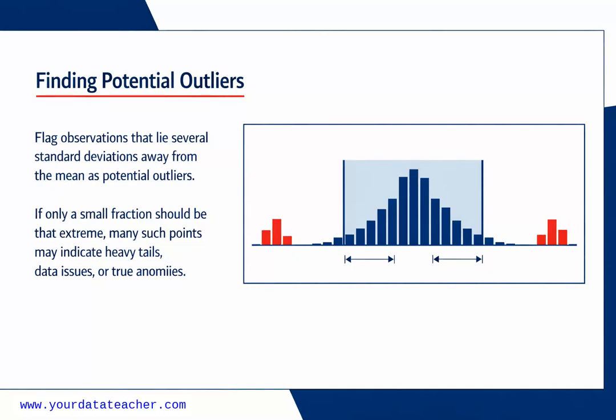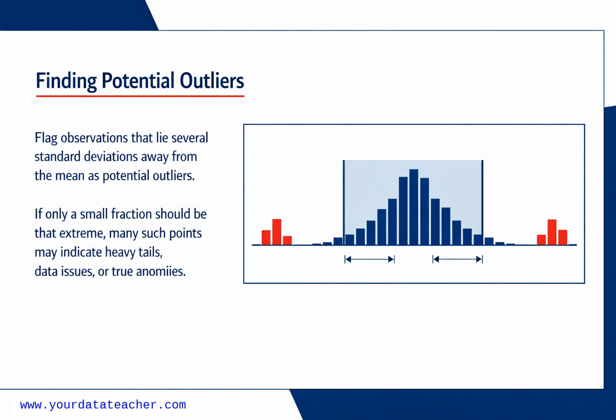Now let's see how Chebyshev helps with outliers. On this slide you see a distribution with most observations concentrated around the mean, and a few points far out in the tails, beyond the band that represents several standard deviations. Chebyshev's inequality tells you how rare those extreme values should be if the data really follow the estimated mean and standard deviation. For a distance of k standard deviations from the mean, at most 1 over k squared of all observations can lie that far out.